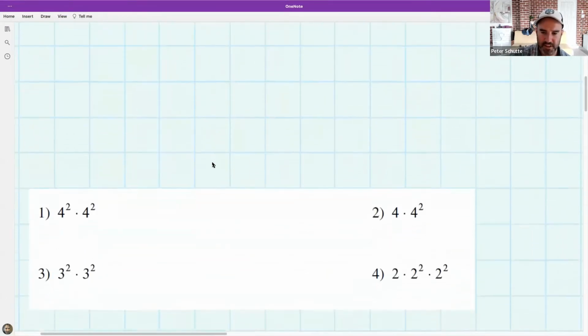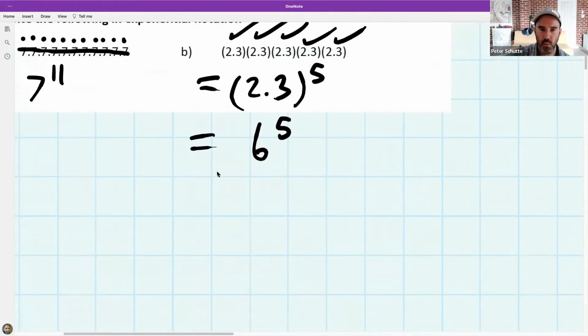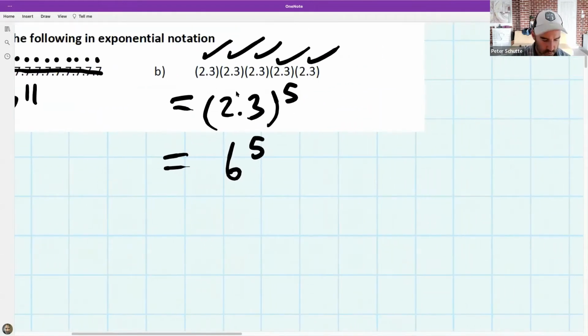Okay, let's have another go at this. Oh, where does the 6 come from? So Tukela, what is 2 times 3 the same as? Ooh. 2 times 3 is the same as 6. And so we can simplify that further.